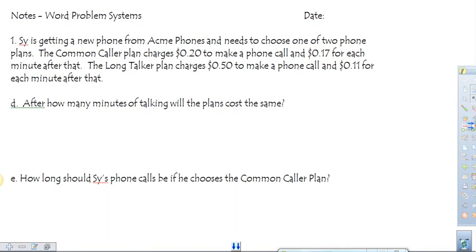Alright, next, after how many minutes of talking will the plans cost the same? So what does this mean? Well, we're talking about when do they hit the same number, right? That's solving systems of equations. That's the whole point of solving a system of equations, is where are they the same? Where do they hit a point where they are equal? And we want to know how many minutes. We want to know the input value. Well, since they're both already set equal to a sub n, you can just set them equal to each other.